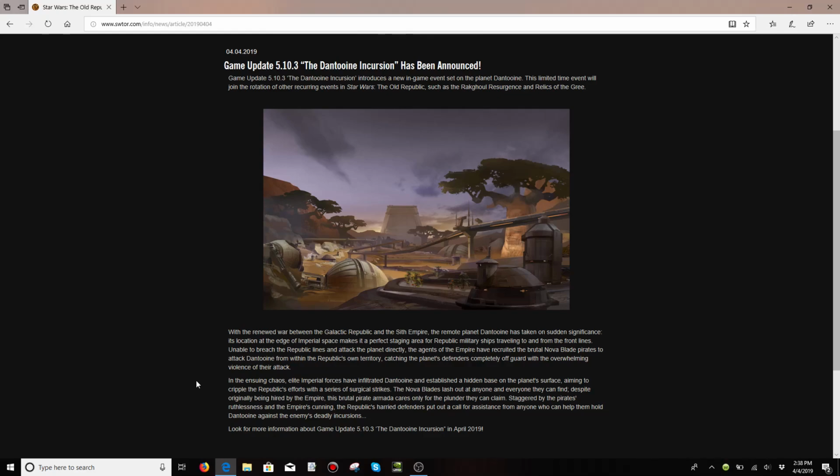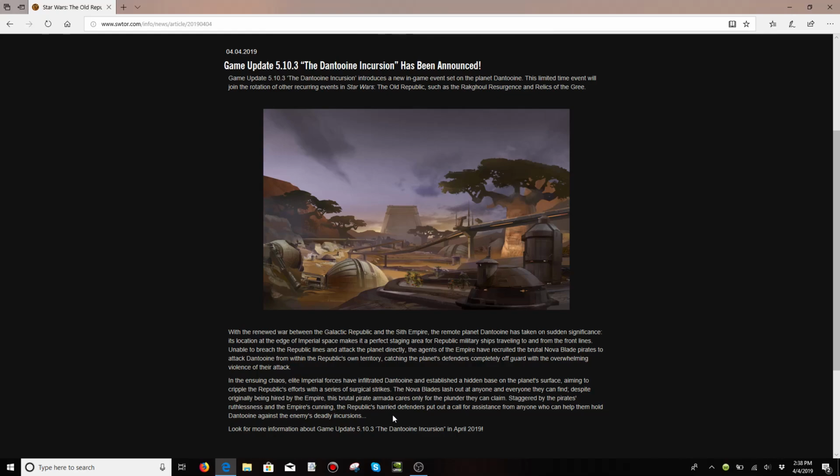Elite Imperial forces have infiltrated Dantooine and established a hidden base on the planet's surface, aiming to cripple the Republic's effort with a series of surgical strikes. The Nova Blades lash out at anyone and everyone they can find, despite originally being hired by the Empire. This brutal pirate armada cares only for the plunder they can claim, staggered by the pirates' ruthlessness and the Empire's cunning. The Republic's harried defenders put out a call for assistance from anyone who can help them hold Dantooine against the enemy's deadly incursions. That's pretty much the only information that we have.